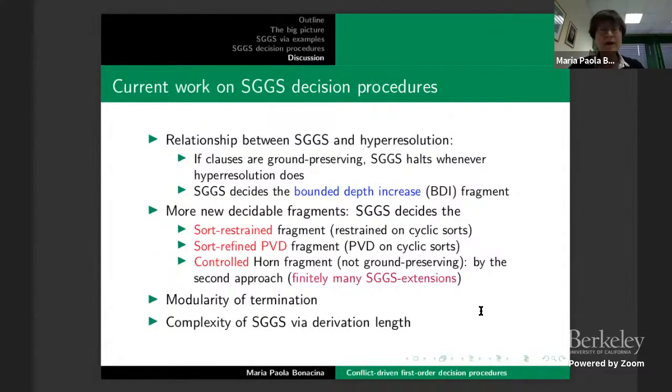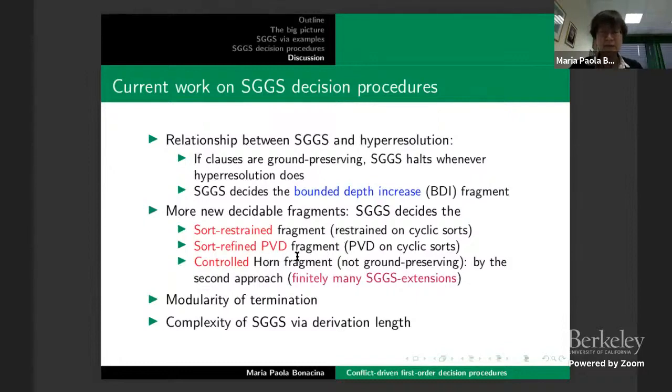Now, I'm going to wrap it up. So, current work: we are studying a precise relationship between SDGs and hyper-resolution. We already proved that if clauses are ground preserving, SDGs is guaranteed to terminate whenever hyper-resolution does. This implies that SDGs decides also the BDI fragment, which is another decidable fragment in first-order logic. Then we discovered new decidable fragments by using SDGs. The sort restrained fragment, which is a generalization of both restrained and stratified fragments, because it is restrained only on cyclic sorts. Sorts that are acyclic are not a problem because of stratification.